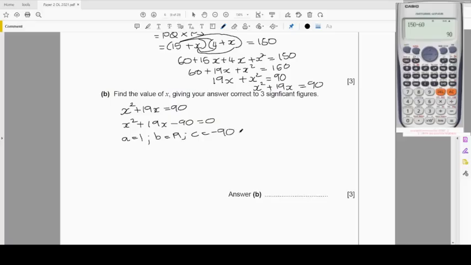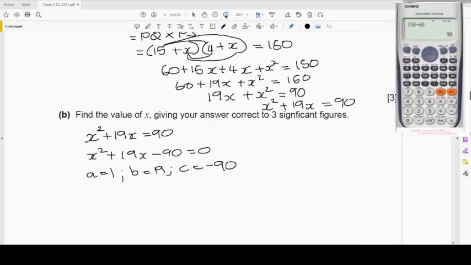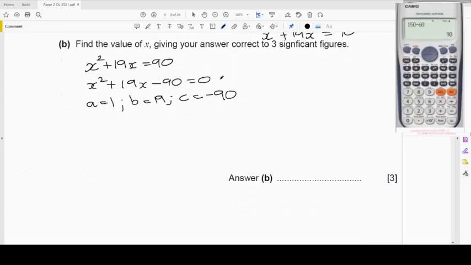Then remember the quadratic formula. We have, let me make this bigger now. The quadratic formula is x is equal to negative b plus or minus the square root of b squared minus 4ac. This is all over 2a. Then you just substitute. Wherever you have b, you're going to put 19. Where you have a, you put 1. And where you have c, you put negative 90.